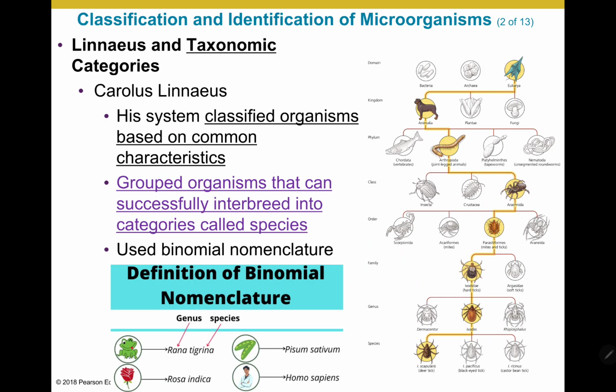Also, we have Carolus Linnaeus. I got to remember this individual from the 1750s, actually. He developed a taxonomy, which was basically a system that classified organisms based on common characteristics. Essentially, he grouped organisms that can successfully interbreed into categories called species, okay? And he was also the person to develop the system of binomial nomenclature, okay?